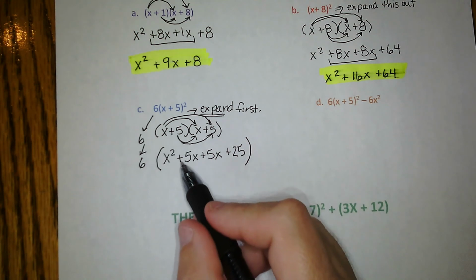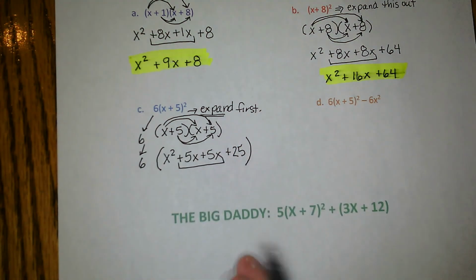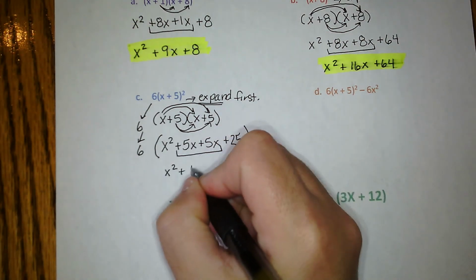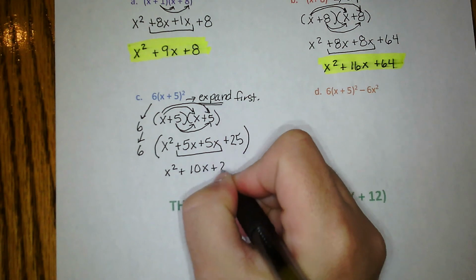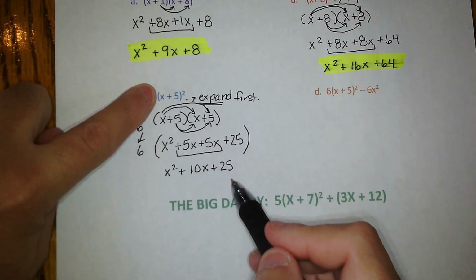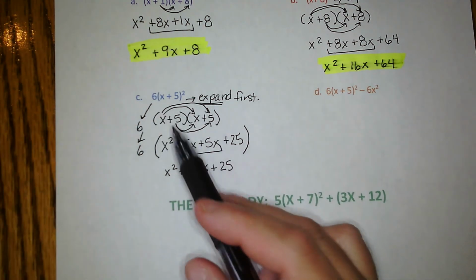Now what I like to do is combine like terms first. So I'm going to combine my 5 plus 5. 5 plus 5 is 10. So I should have x squared plus 10x plus 25. If I was just doing the x plus 5 squared, I'd be done. But this whole thing, this x plus 5 squared, is now multiplied by 6.